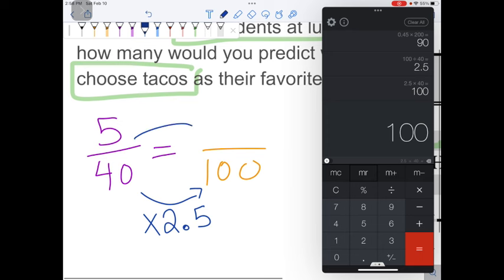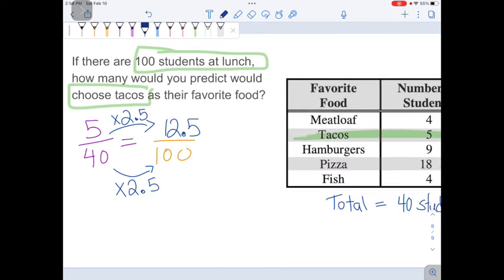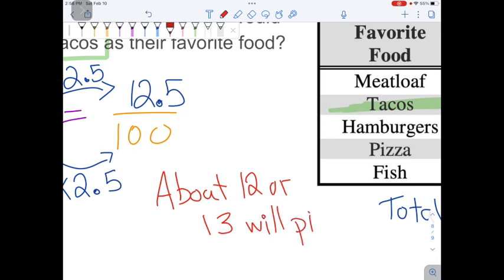All right. So then I'm going to do the same thing to the top. Times 2.5. 5 times 2.5 is 12.5. 12.5 kids? Oh, man. That doesn't make a whole lot of sense. How could you have half a kid? Well, this is just a prediction. We would say about 12 or 13 is what we would expect to pick tacos. About 12 or 13 will pick tacos. Can't have half a student pick tacos.